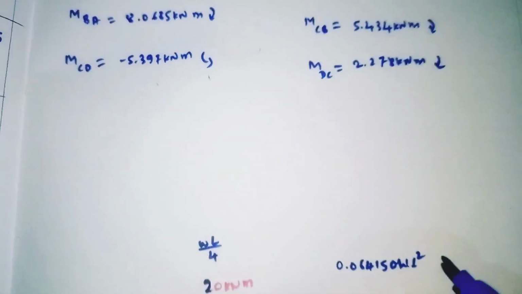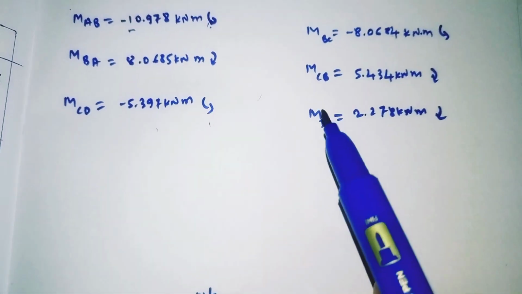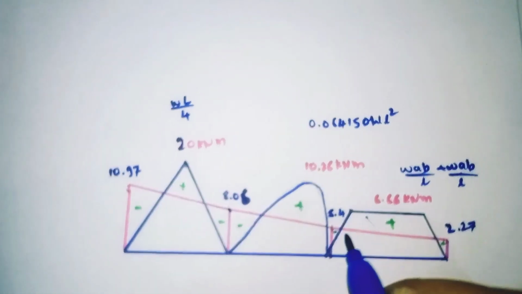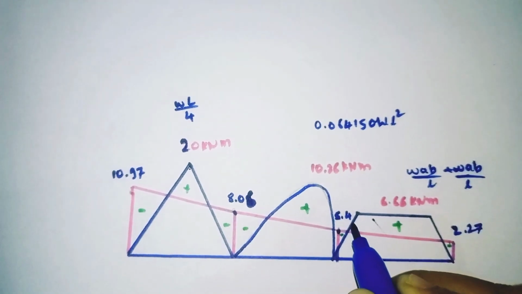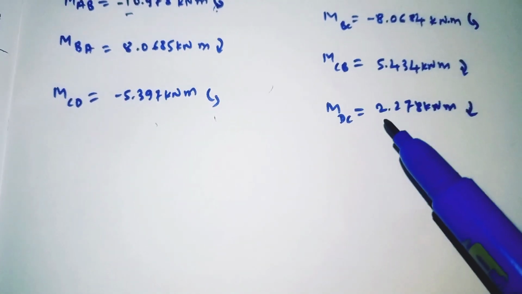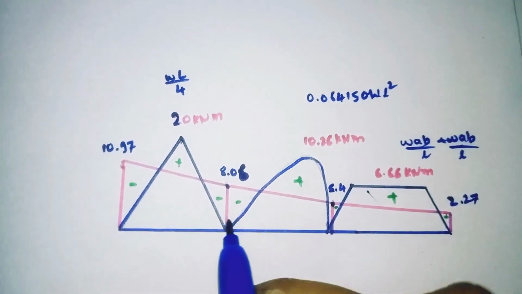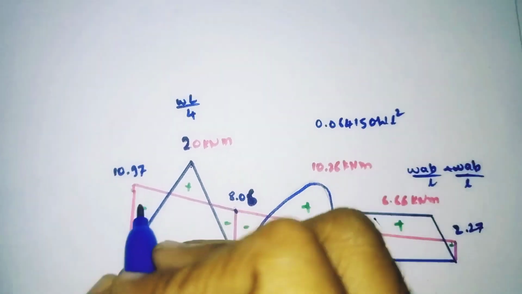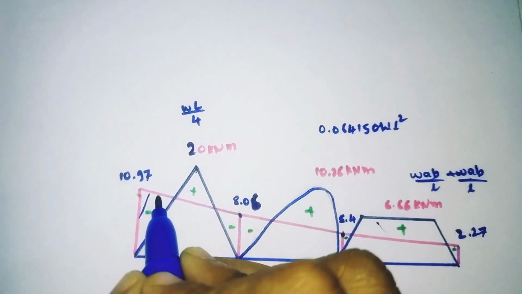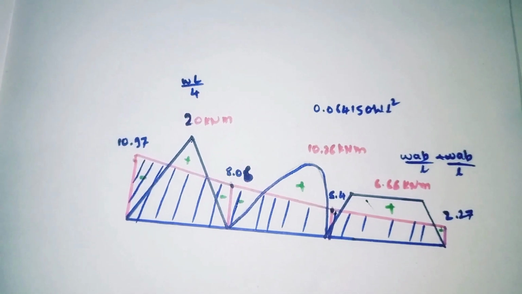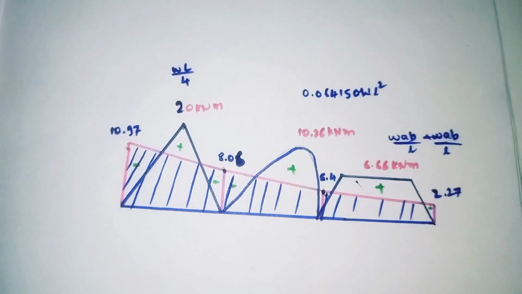Our next is MCB value 5.4. 5.4 means it comes below this point. Here it comes 5.4. And our next is MDC 2.27, so it comes here 2.27. So this portion is negative and this is positive. If you want, you can shade it like this. So this is the final bending moment diagram of this particular problem.